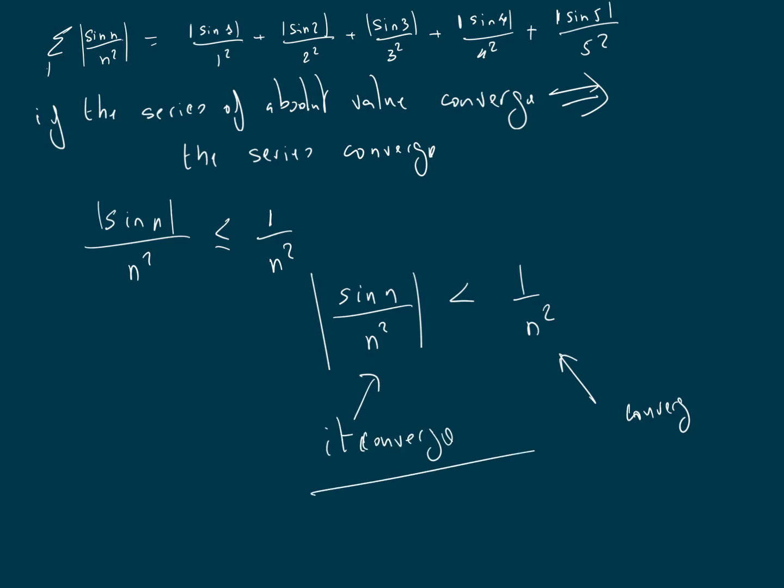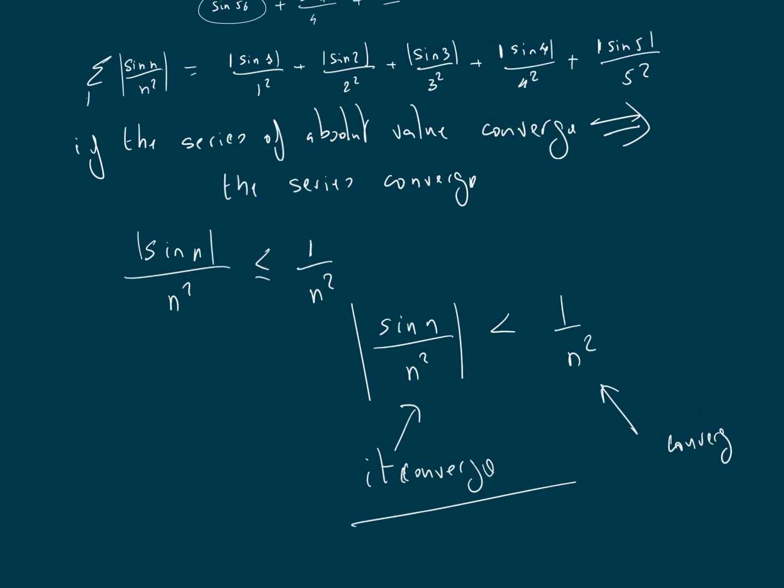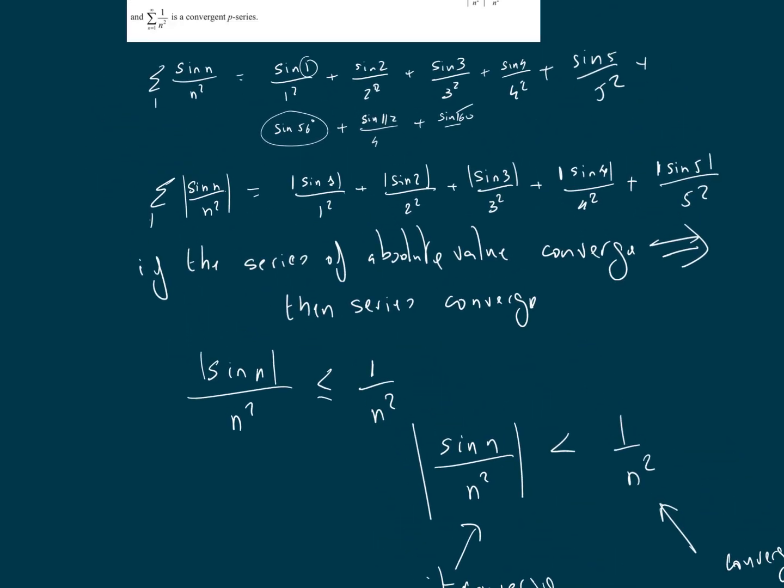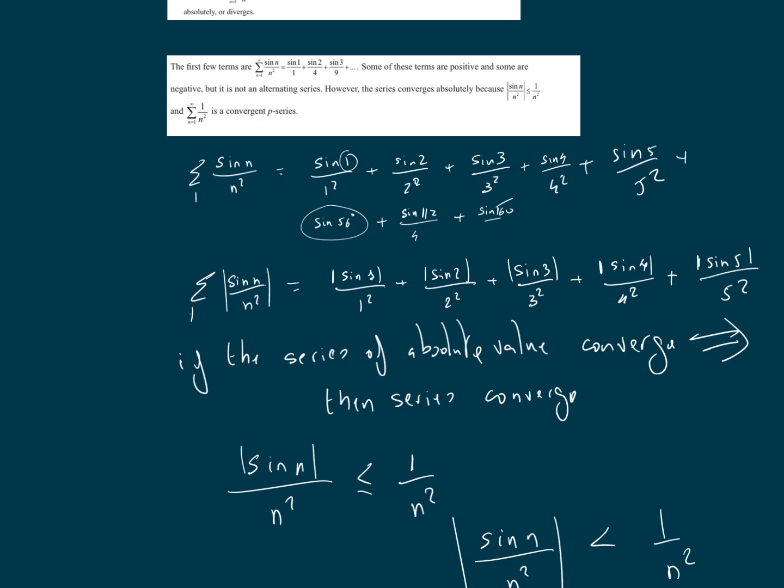And now I will use my theorem. If the series of the absolute value converges, then the series converges. So this one will converge. So what it says here, with some terms positive or negative, well, to understand what it says is not so easy, but this is the reason. Okay, let's go to the next problem.